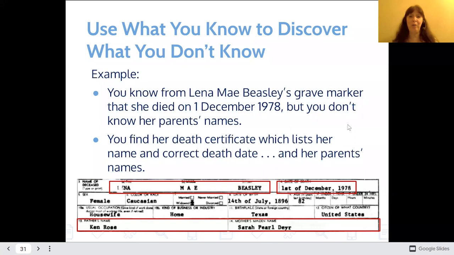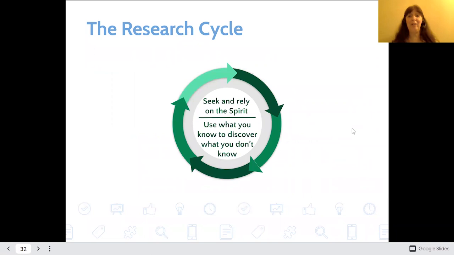Okay, next part of the research cycle is just kind of going around the circle. I put these in the center because they influence every part of the rest of the cycle. So the first thing is review what you know and pray for guidance. Ask Heavenly Father where he'd like you to work. In my experience, there isn't just one right answer, but there could be some wrong answers.